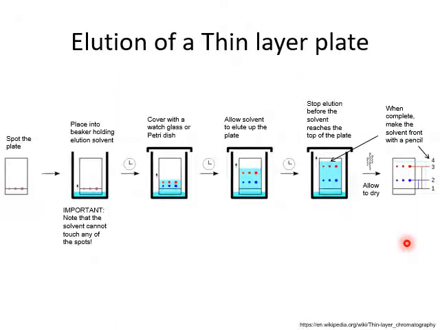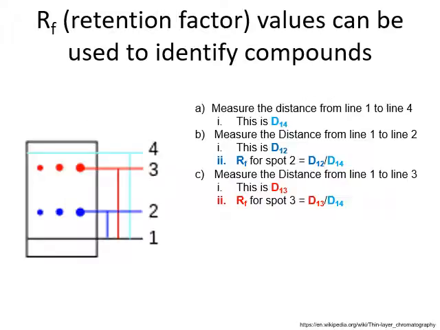So the process is that you need to prepare a TLC plate, spot the plate, and put it in a beaker, cover it with a watch glass, and let the solvent go up, but you should not let the solvent pass the TLC plate completely. And after finishing, you need to let the TLC plate dry at room temperature. After drying, you need to calculate the retention factor.